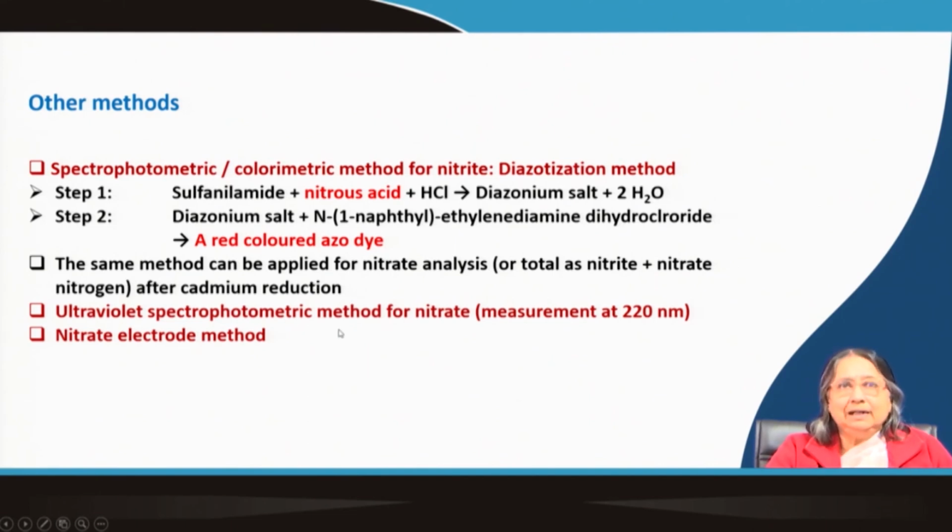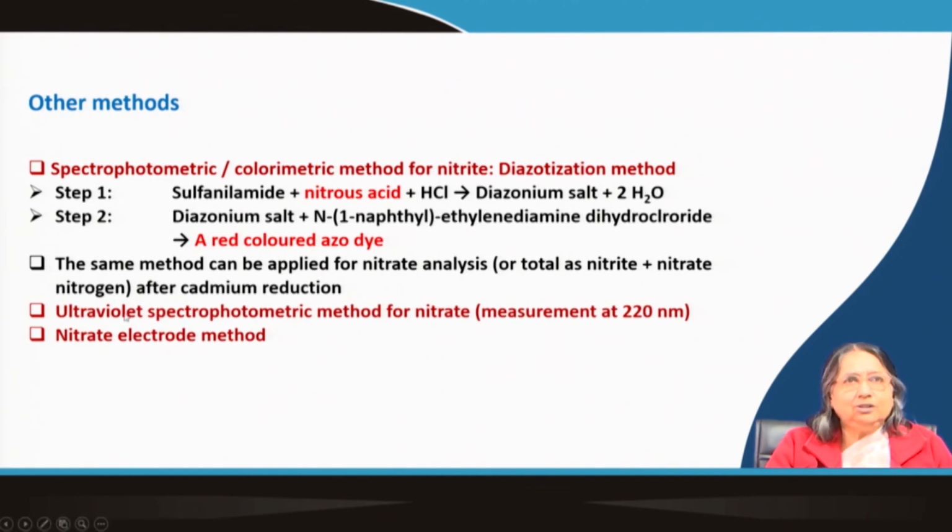This is the ultraviolet spectrophotometric method for nitrate. This is in the UV range, 220 nanometer. This range is not very good, but some people use it because it is the most simple method, but you have to have this type of spectrophotometer. The ultraviolet range also should be there for determination, that is a UV visible spectrophotometer. It is costly. It is much costlier than the visible spectrophotometer, but not that costly. So, we can use it, no problem.